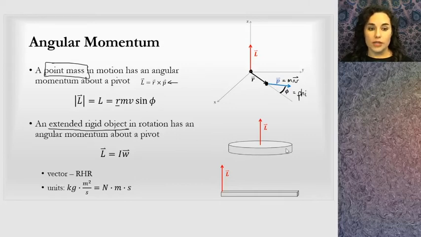Rigid objects may spin about an axis, and we can see that both with this disc and with the stick. It may spin in some way, and that gives us the equation I omega. Each one of these objects has a moment of inertia, and each of them is spinning with some angular speed, and that gives our angular momentum. For both of these situations, both with the point mass and with the extended rigid object, to find the direction of this L vector, the angular momentum, we use right-hand rule.